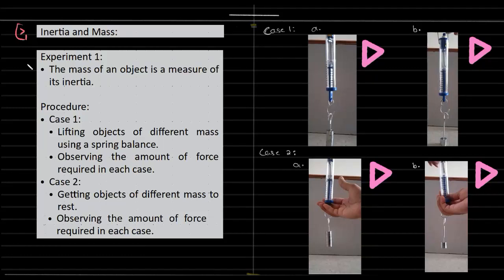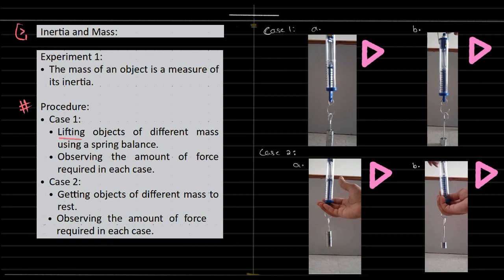Looking at establishing a relationship between inertia and mass. So the experiment is to do with mass of an object as a measure of its inertia. This is what we are trying to figure out. The procedure is quite simple. There are two cases. I'll handle case by case. The first case is to lift objects of different mass using a spring balance.